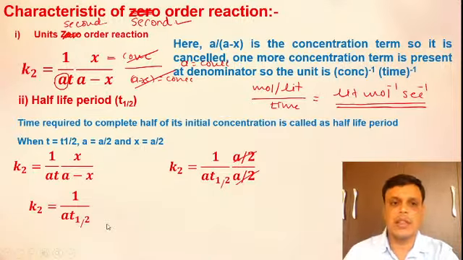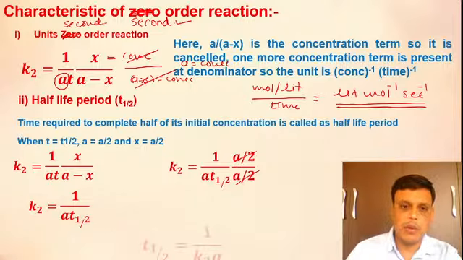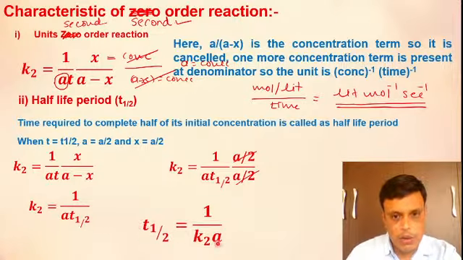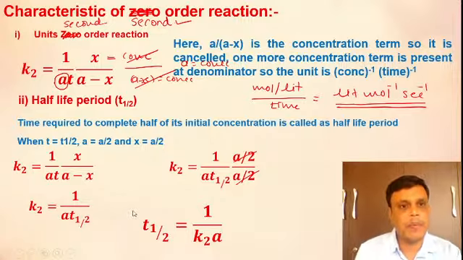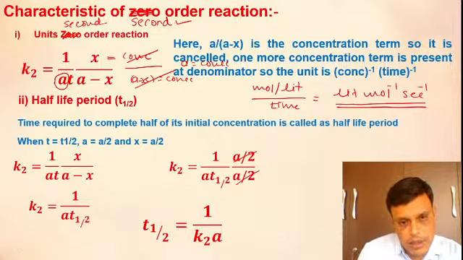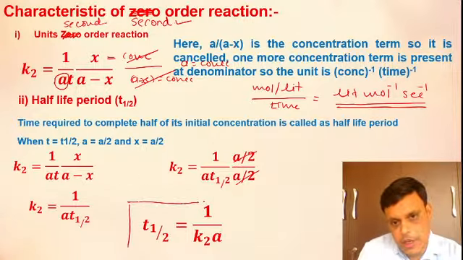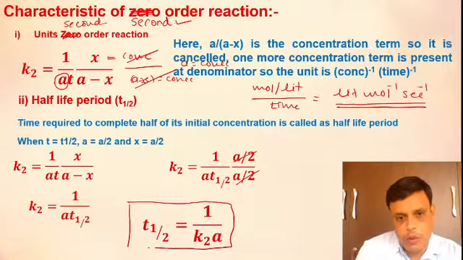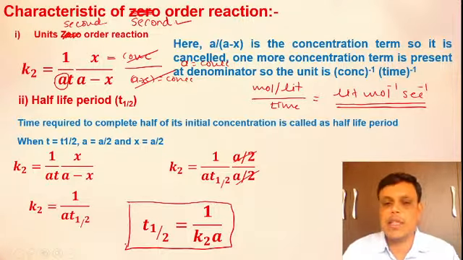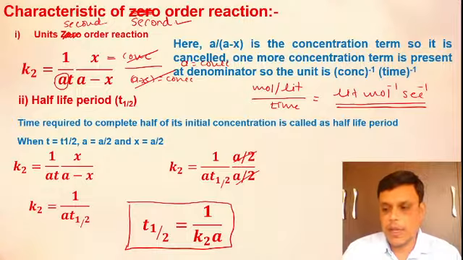And if you rearrange this equation for t half, we will get t half is equal to 1 divided by K2 a. This is the half-life period for second order reaction. This is the equation for half-life period for second order reaction: t half is equal to 1 by K2 a.